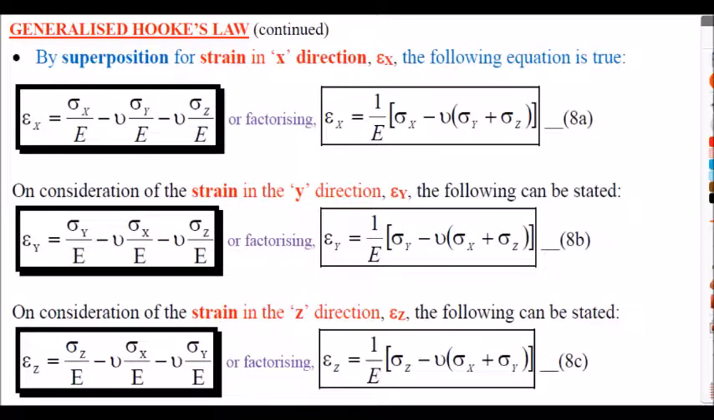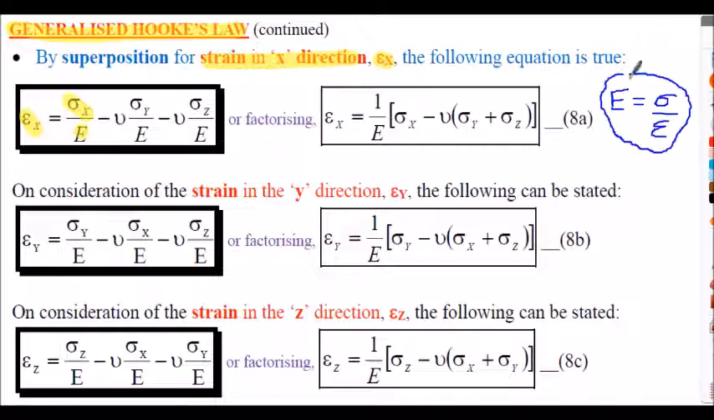Our generalized Hooke's law equations are shown here for the 3 different directions. In the first one, I'm going to consider strain in the x direction. Strain, don't forget, is the epsilon symbol we used. To calculate the strain in the x direction, we would have the stress in the x direction divided by the elastic modulus. That's the basic definition of strain. Don't forget, E is equal to stress over strain. If you go back to last week's work, the uniaxial situation is stress divided by strain. What we're considering here is a triaxial situation, so stress in 3 directions. That would be my strain in the x direction. It'd be stress x divided by E.